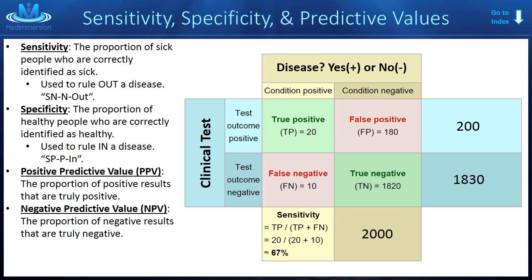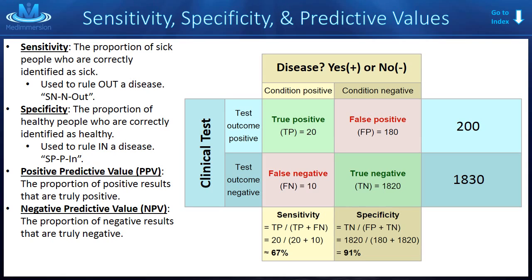The specificity, on the other hand, is that proportion of healthy people who are correctly identified as healthy by the clinical test in question, the fecal occult blood test. It is the ability of a test to reject a disease when, in fact, that disease is not present. You would calculate this number by dividing the true negatives by the total number of people who definitely did not have the disease. So this would be 1,820 divided by 2,000, which would give you 91%.